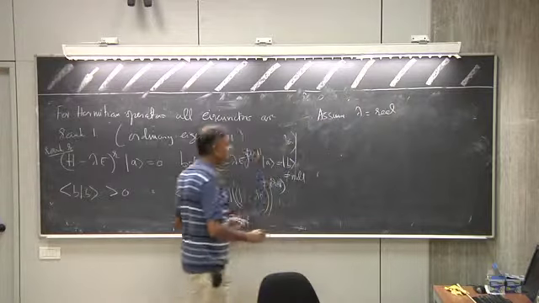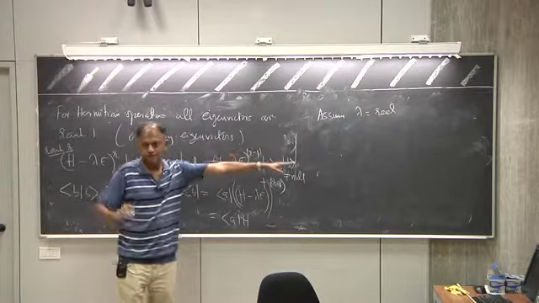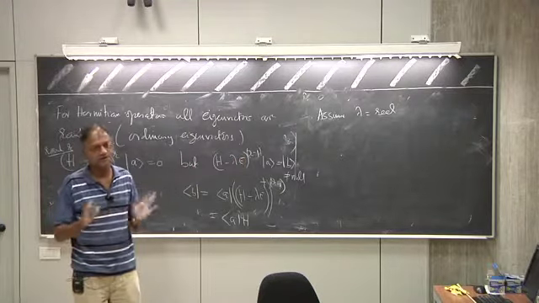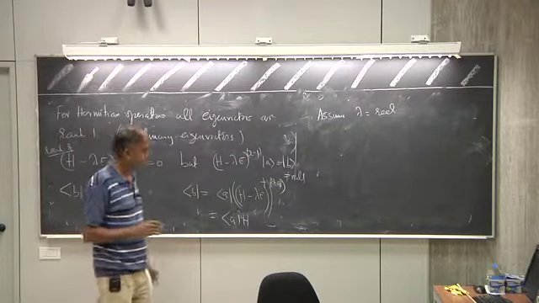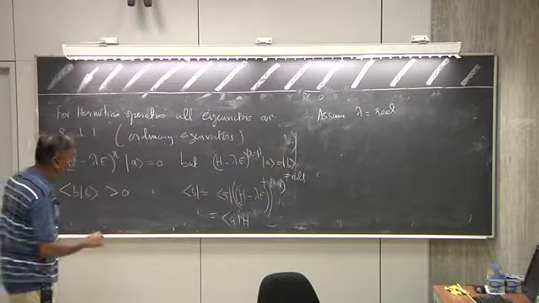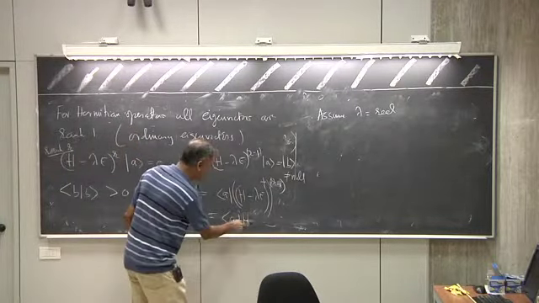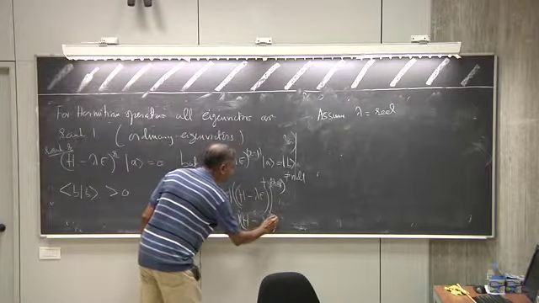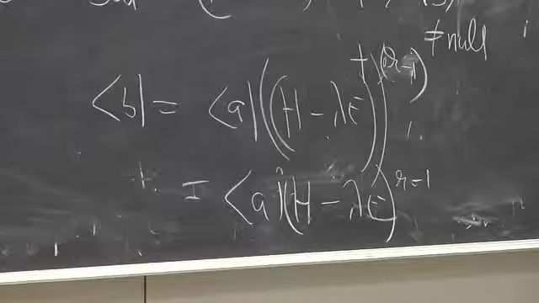This is true for Hermitian operators. For non-Hermitian operators, it's not true. Only for Hermitian operators is it true that the eigenvalue is always real. So if you take this, it becomes H minus lambda E to the power of R minus 1. Now let's plug that in here.